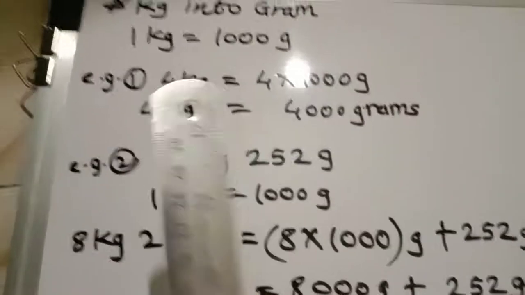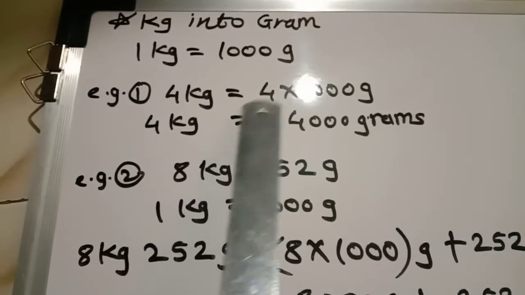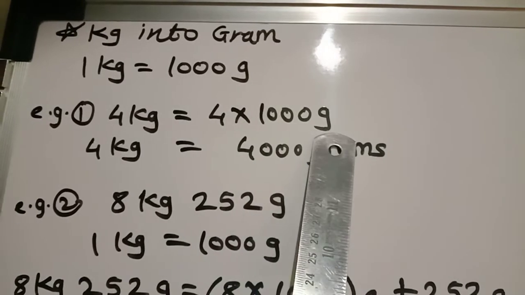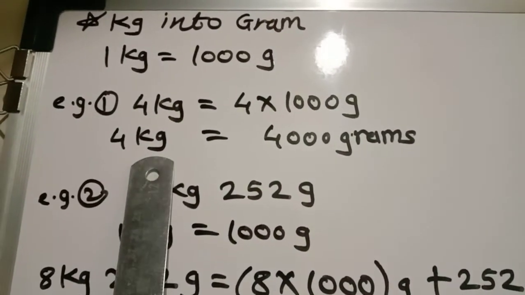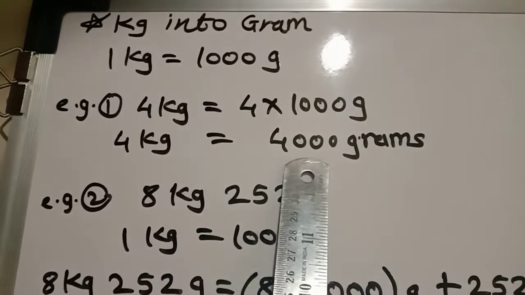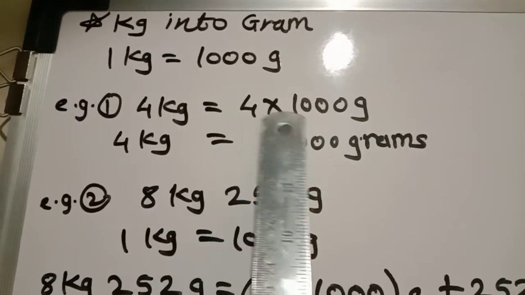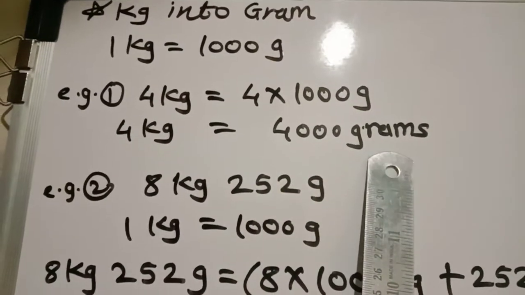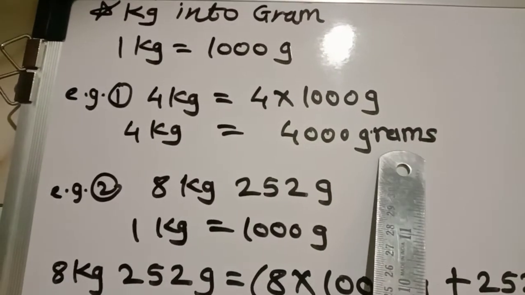See here, 4 kilogram is equal to 4 multiplied by 1000 gram. So 4 kilogram is equal to 4000 grams. It means we multiply 4 by 1000, and we get 4000 grams. That is, 4 kilogram is equal to 4000 gram.